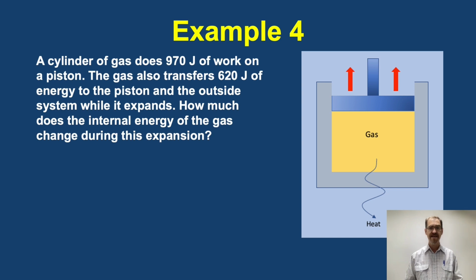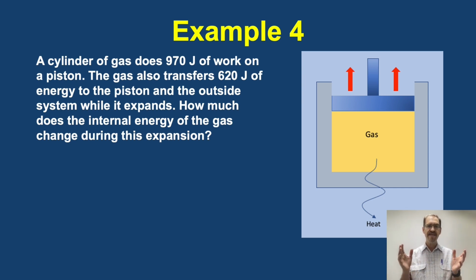Example 4, our last example for this video. A cylinder of gas does 970 joules of work on a piston. So the gas is the system. The gas has got internal energy within it. The gas is using the internal energy to do work on the piston by pushing it up. That's what the gas is doing.